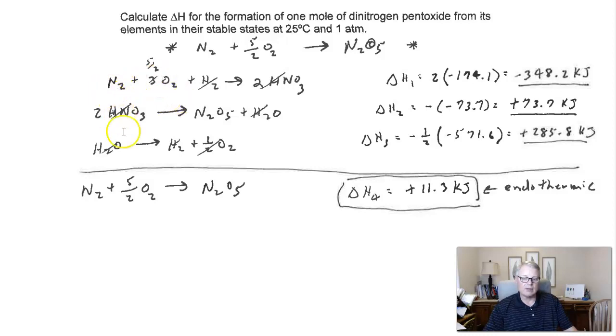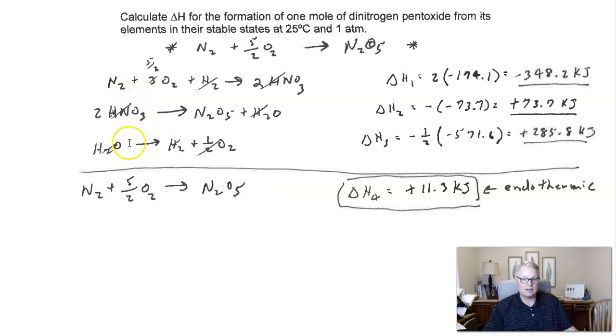So we're going to write down everything left over on the left, draw the arrow, and then write down everything that's left over here on the right. So N2 plus 5/2 O2, that's everything that's on the left-hand side, my 3 equations, goes to N2O5, the only thing on the right. Is this the equation we're looking for? Yes, it is. It is the equation we're looking for.